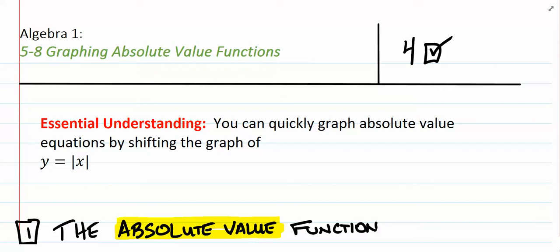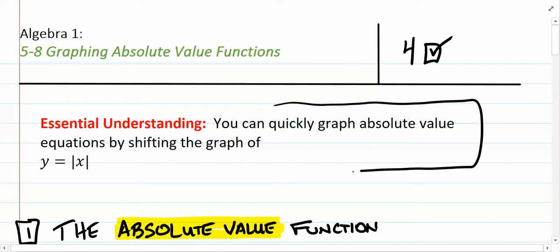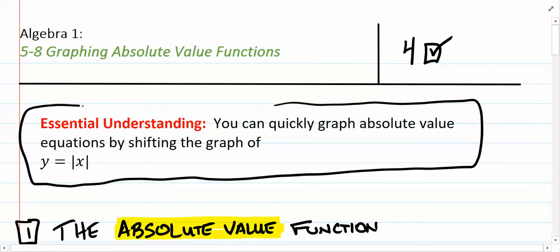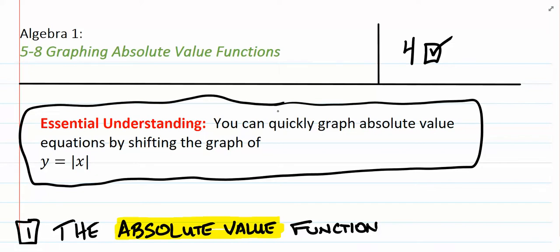Welcome to Zaptiontor 5.8, Graphing Absolute Value Functions. This is a short lesson. There's only 4 boxes. The essential understanding is this: you can quickly graph absolute value functions just by shifting the graph of y equals absolute value of x. So we're going to be talking a lot about the absolute value function as we begin this lesson.